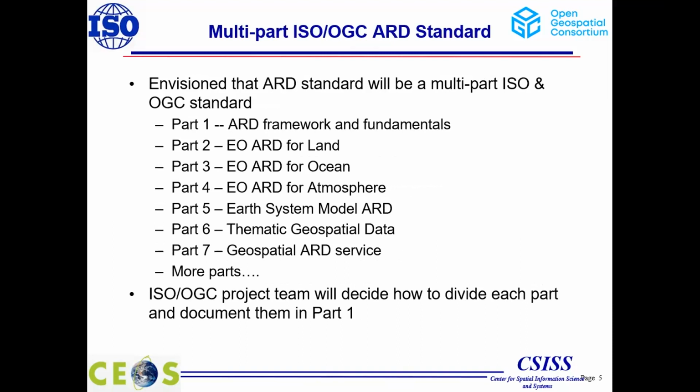We also envision that the ARD standard will be a multi-part ISO and OGC standard. Part one is a framework and the fundamentals, putting all the common things in this part and also deciding how to structure the subsequent parts of the ARD standard. Part two, part three, part four, part five are just initial thoughts and subject to the project team and the entire geospatial community to agree on how we're going to divide ARD into different parts.